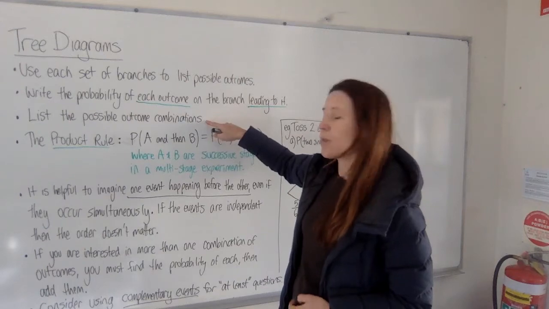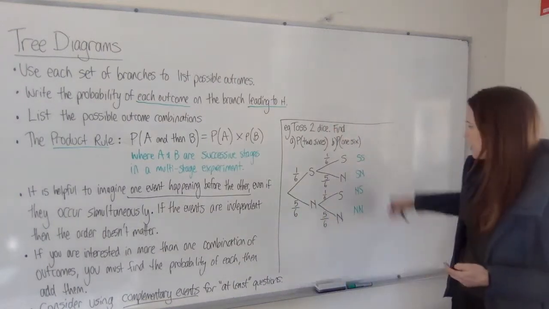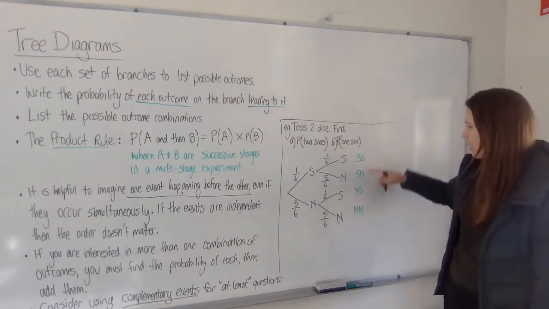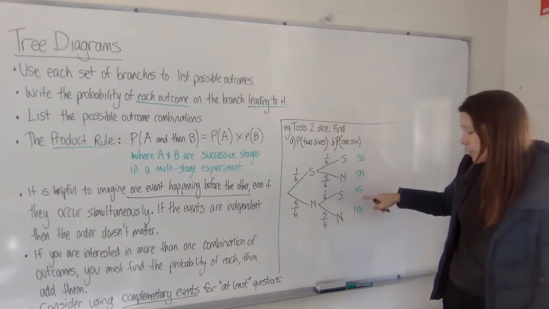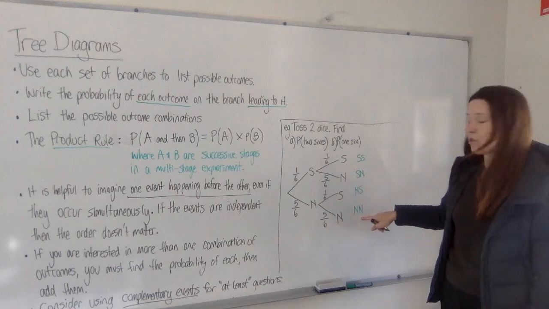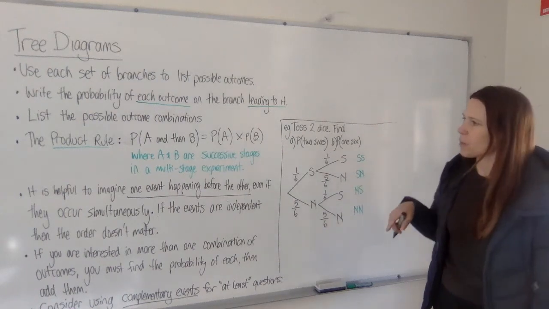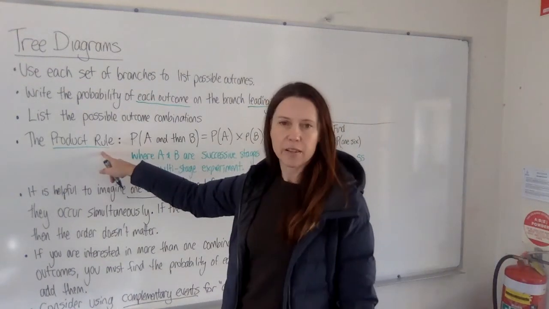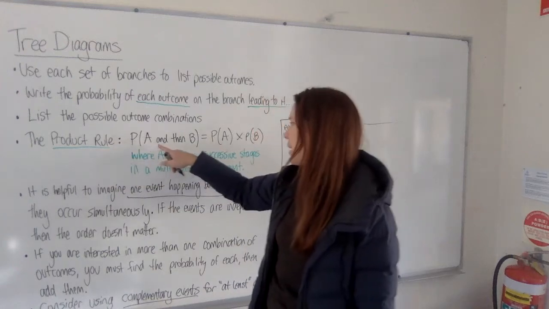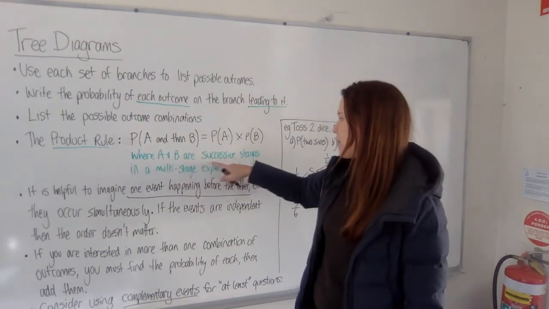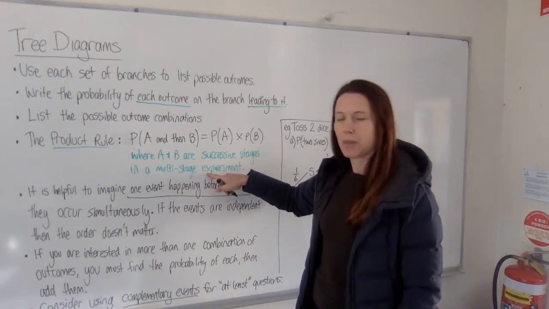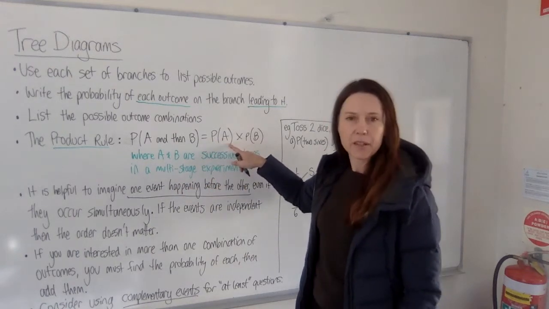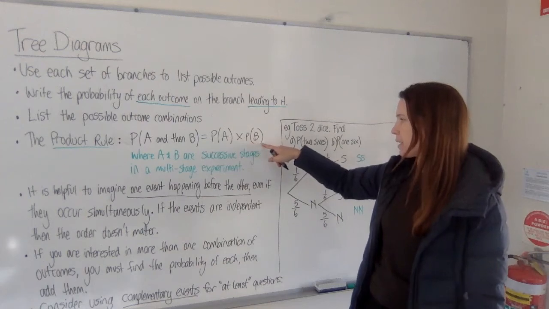List the possible outcome combinations. So we do that at the end, and I've listed them in green here. I can either get 2 6s, a 6 and not a 6, not a 6 and then a 6, or 2 not 6s. Now the product rule tells us that if we want to find the probability of A and then B, where A and B are successive stages of a multi-stage experiment, we just multiply the probability of A by the probability of B.